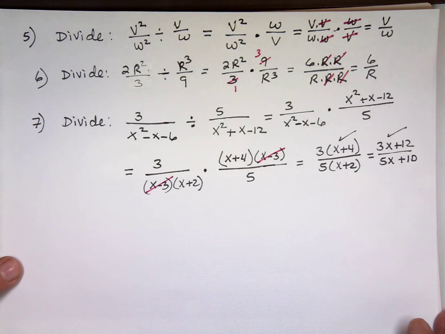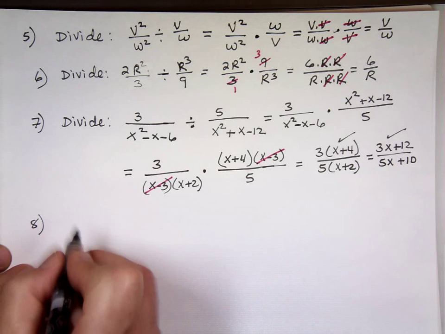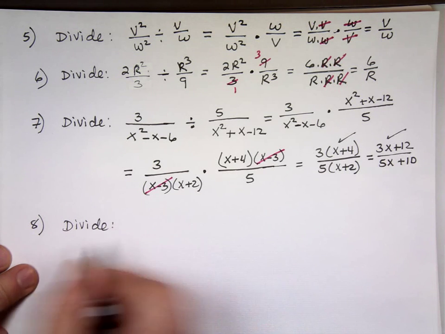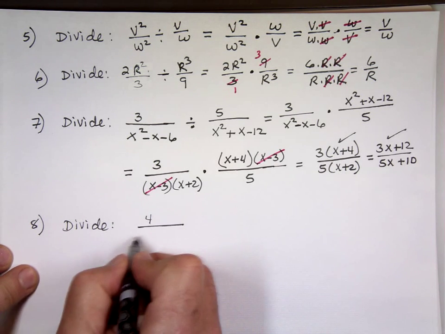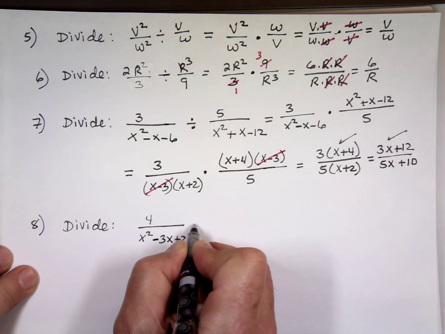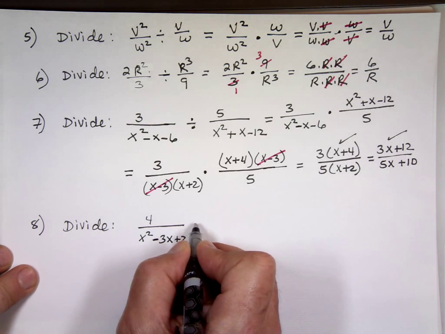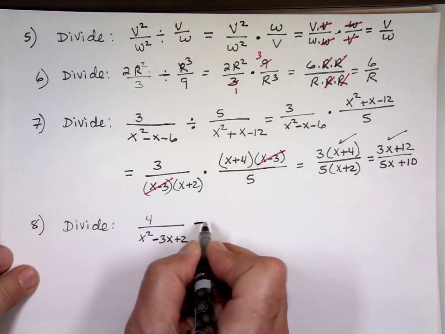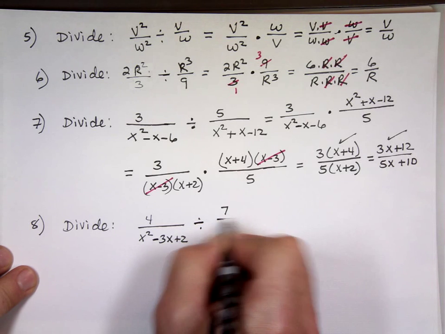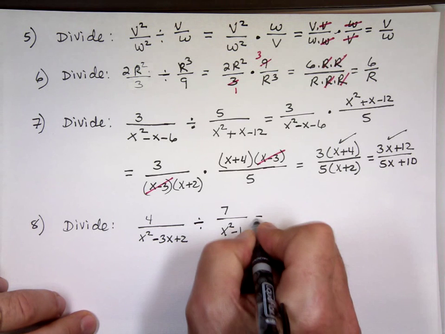Let's try one more like these. Divide 4 over x squared minus 3x plus 2, divided by 7 over x squared minus 1. We're going to change the division to multiplication.